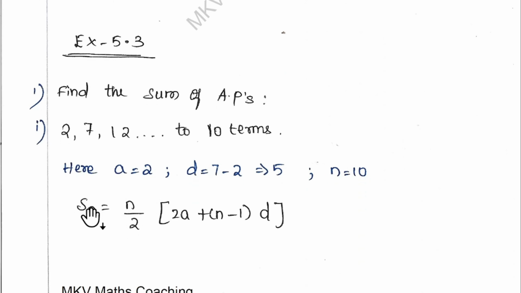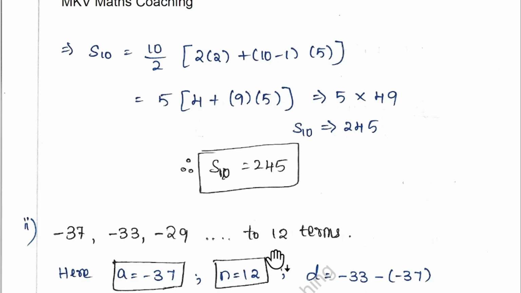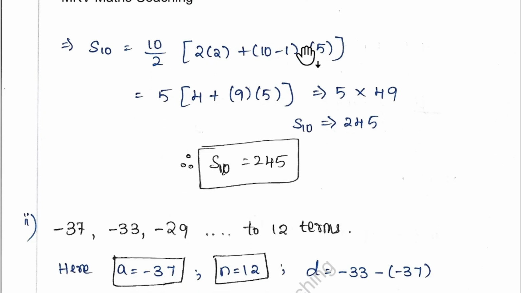Instead of n, what do you substitute? n is 10, so S10 is equal to 10 by 2 into 2 into a, which is 2, plus n minus 1 into d. n is 10 minus 1, d is 5. Just substitute and calculate. 10 minus 1 is 9, 9 into 5 is 45. So 5 into 49 will give you 245. So the sum of 10 terms is 245.